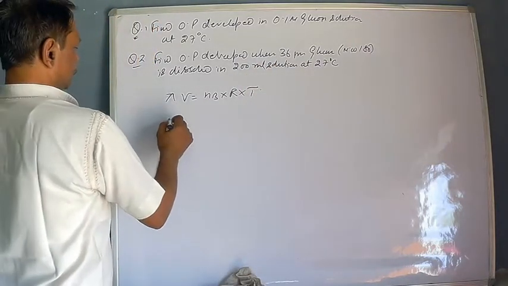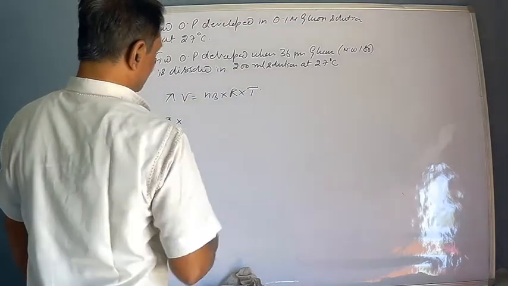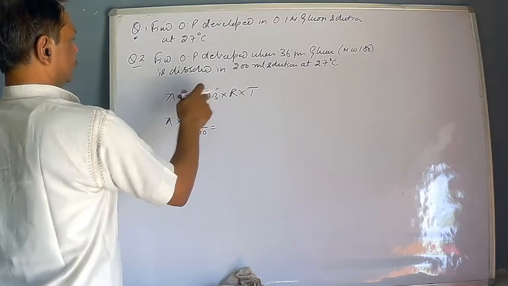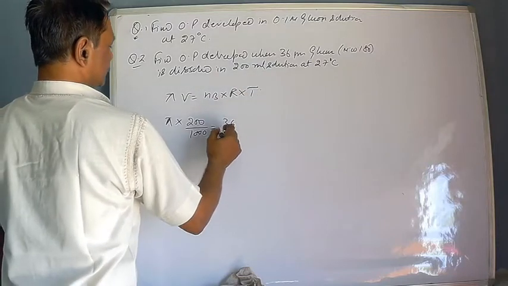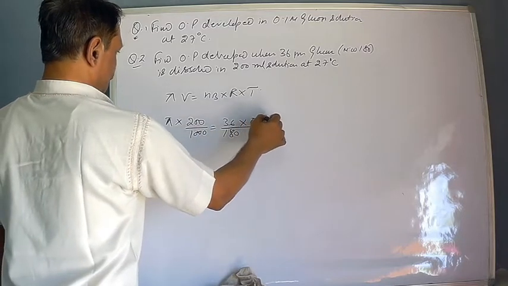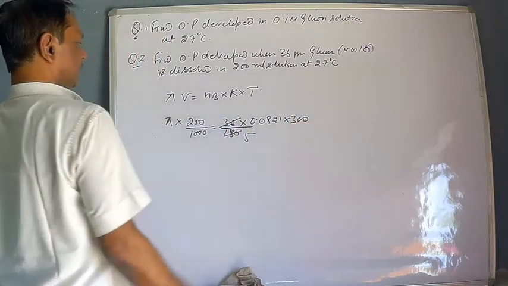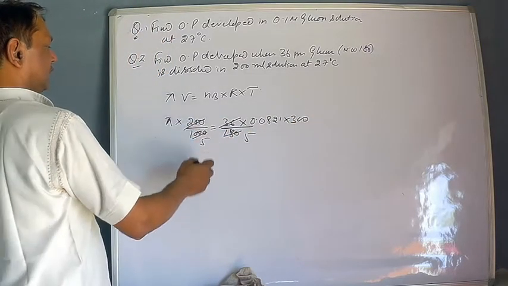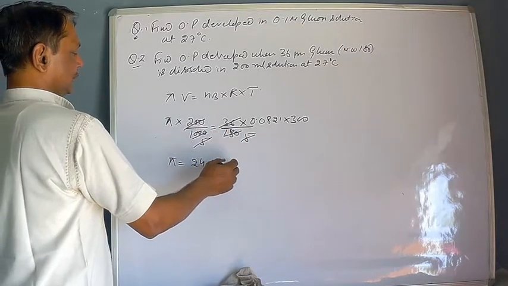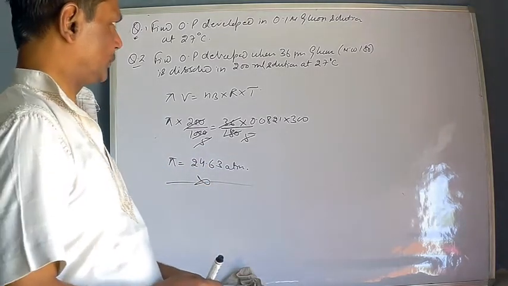So, pi we are going to calculate. Volume of solution is 200 ml, but we are supposed to put in liters. So 200 upon 1000. NB, number of moles of solute: 36 is the weight of solute, molar mass is 180. R is 0.0821 and temperature again 300. 5 goes with this 5. So we are left with pi equal to 24.638. So in this way we can solve numericals on osmotic pressure.